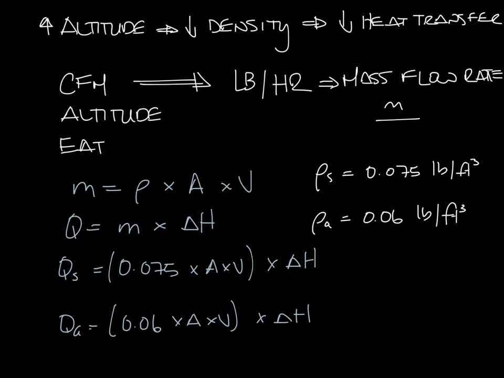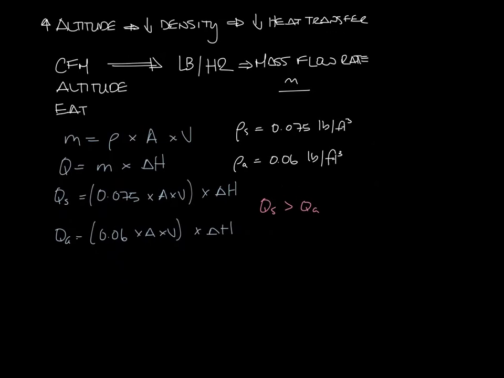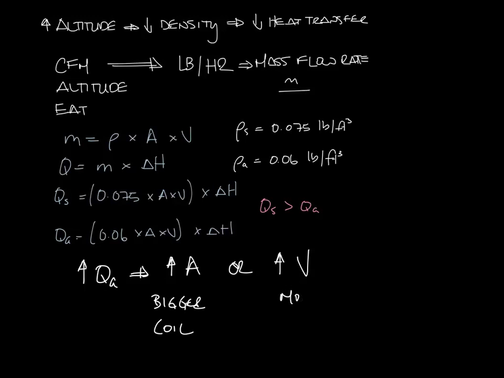So without putting any other numbers in the program, if everything else is equal, you can tell that Q_S is greater than Q_A. So that at altitude, you'll get less heat transfer through the same coil at a given CFM. So if you need to increase your heat transfer at altitude, you'll either need to increase your area or increase your velocity. So you can increase your area by using a bigger coil, and you can increase your velocity by using a higher CFM.